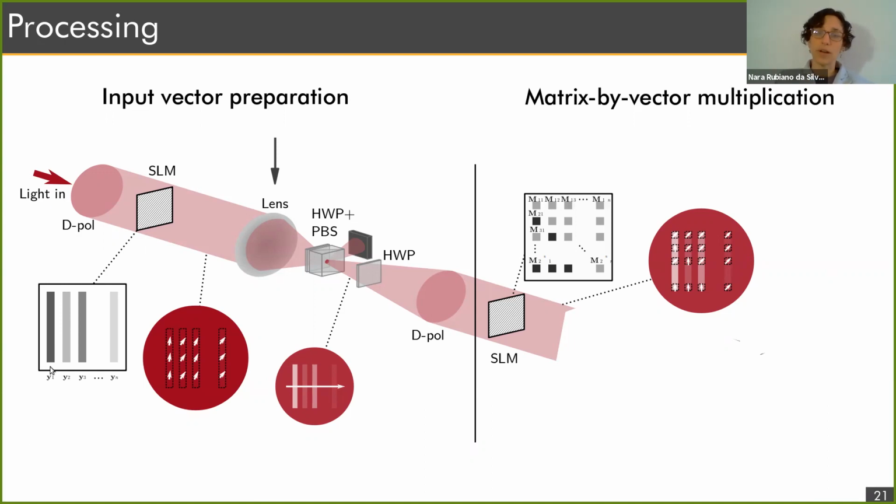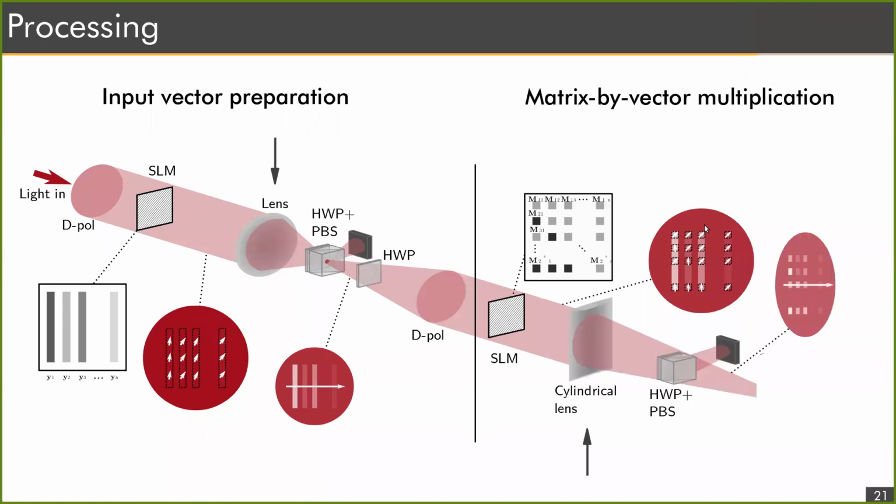Now, there's still one operation that is missing to complete the matrix by vector multiplication, and this is the accumulation of the elements along a line of this matrix, right? So for performing this operation, oh, sorry, it's also missing here. Sorry, guys. There it is.